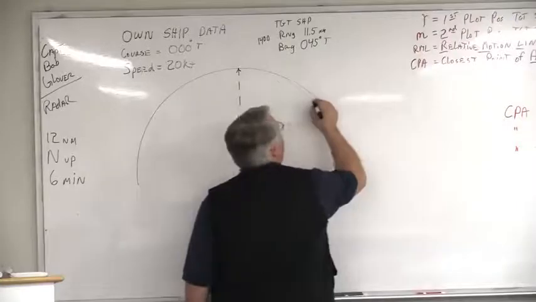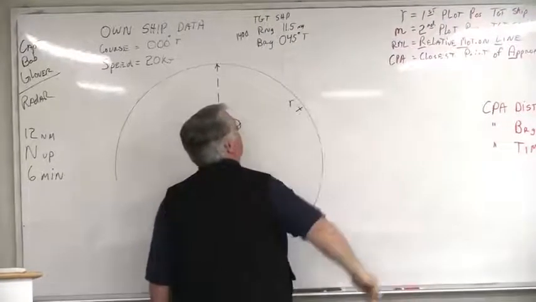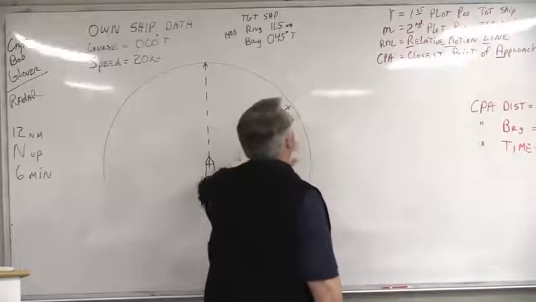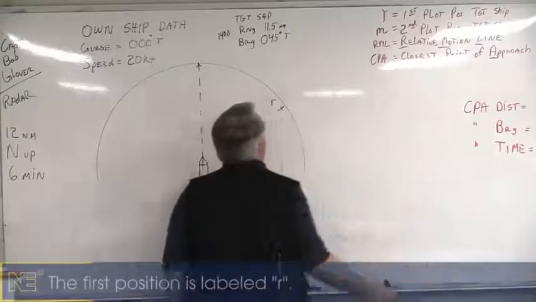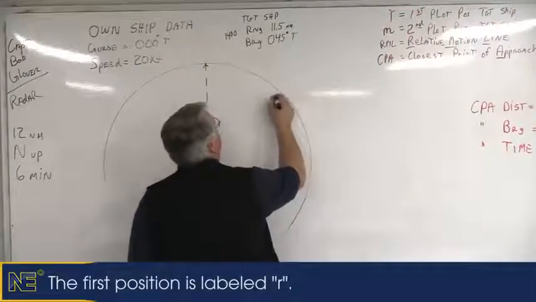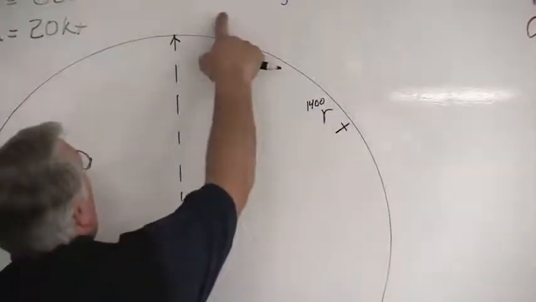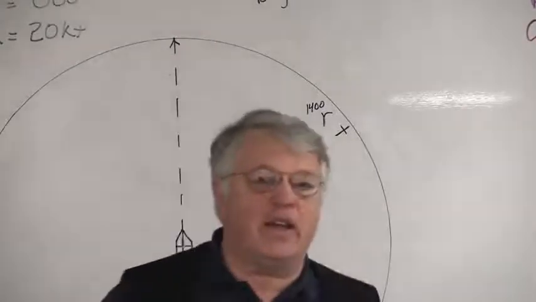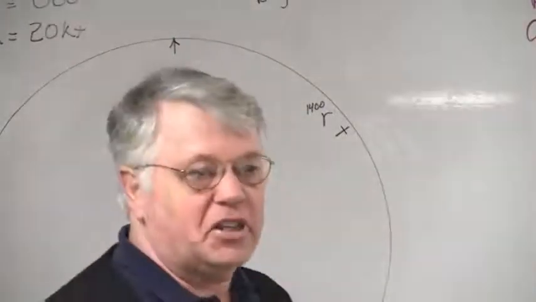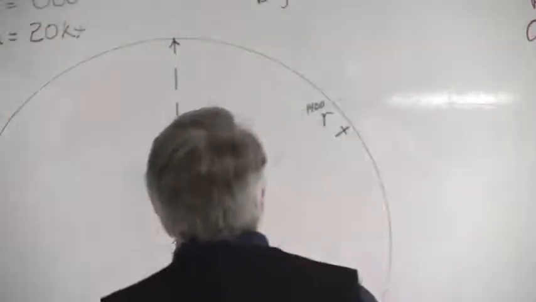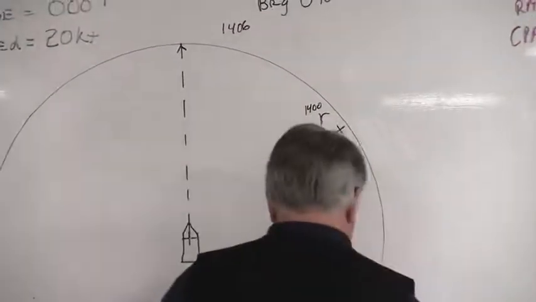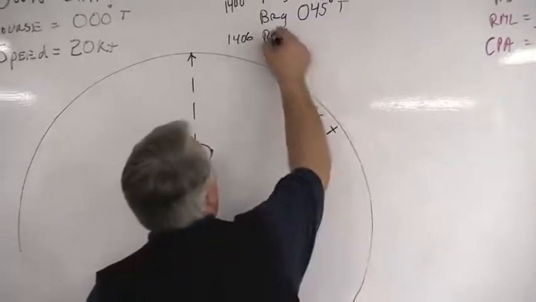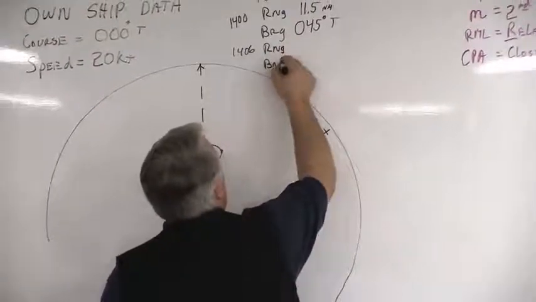Now we're going to follow the labeling we wrote up here on the board. The first label is R, because it's the first plotted position of the target ship, and that's going to be at 1400 hours. Now we're going to wait 6 minutes because we're doing a 6-minute plot. At 14:06 on our bridge clock or our wristwatch, whatever you happen to be using, we're going to take another range and bearing of that target ship.